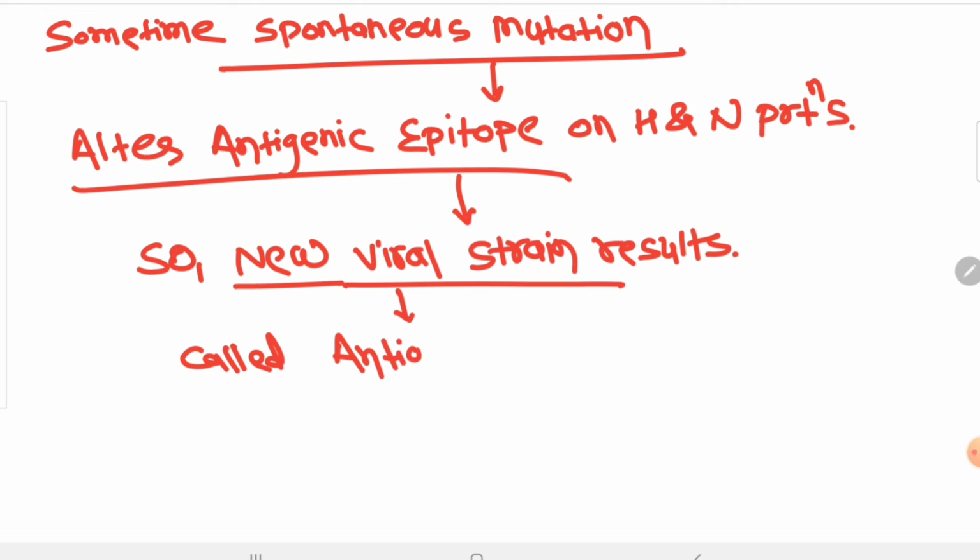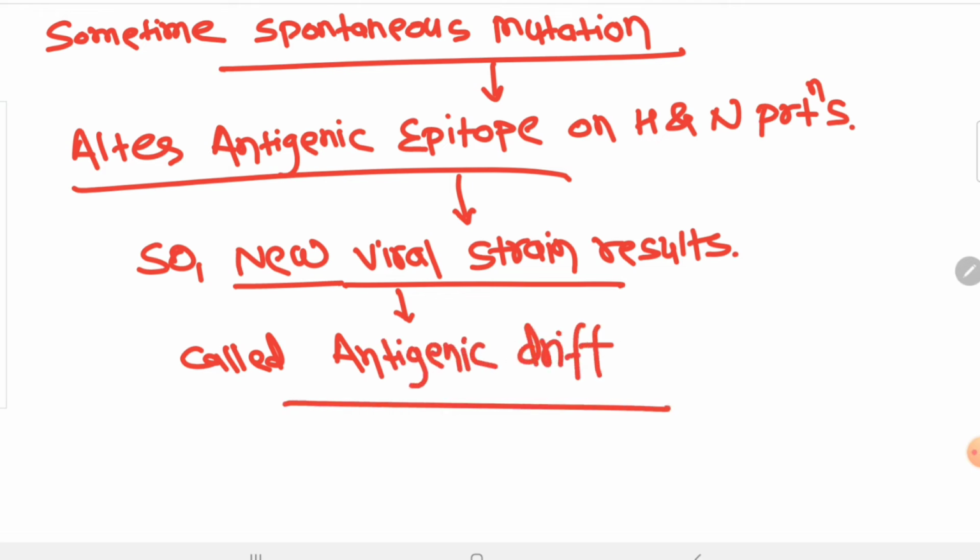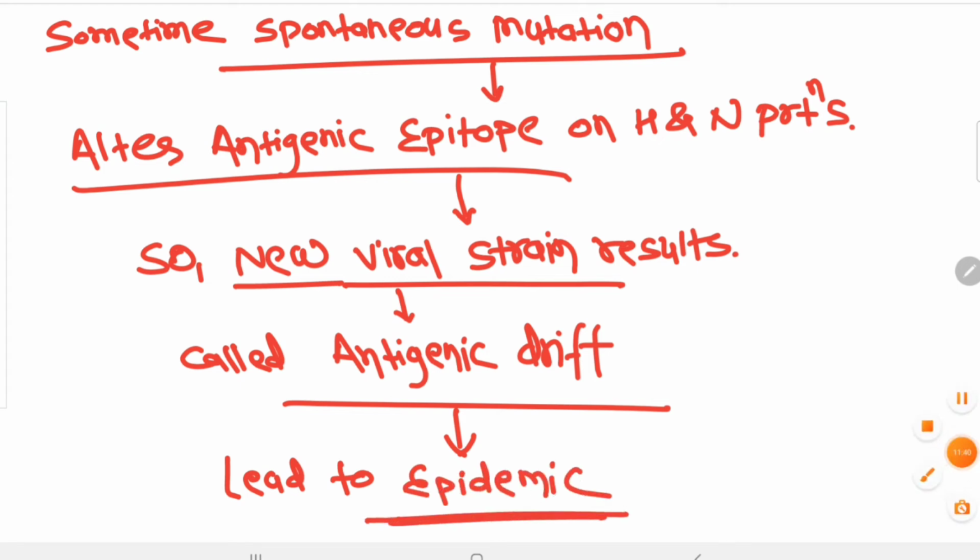The new viral strain develops because of change in the antigenic epitope by mutation, and that is known by the name antigenic drift. It is an antigenic drift, and that can lead to an epidemic of the influenza virus.